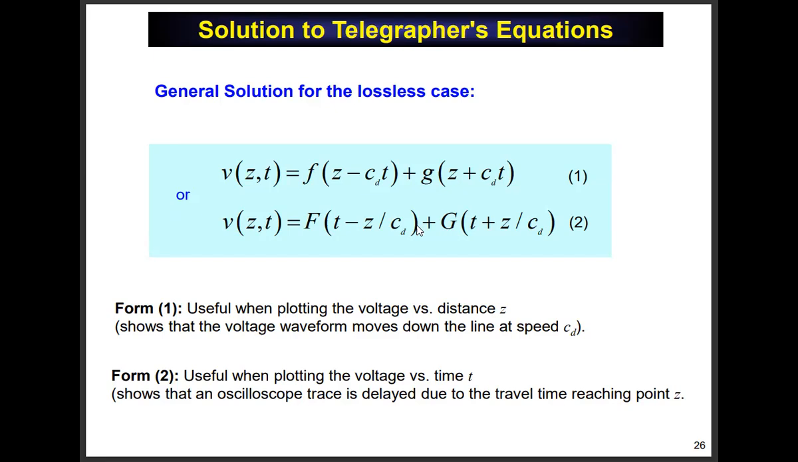And form two is a little bit more convenient, as we'll see later when we plot voltage versus time, which is like what an oscilloscope would show. So if I want to think about what an oscilloscope is going to show at this point in the line or this point in the line, form number two is going to be more convenient. If I just want to visualize what the waveform looks like at any instant of time, in other words a snapshot, form number one is more convenient.